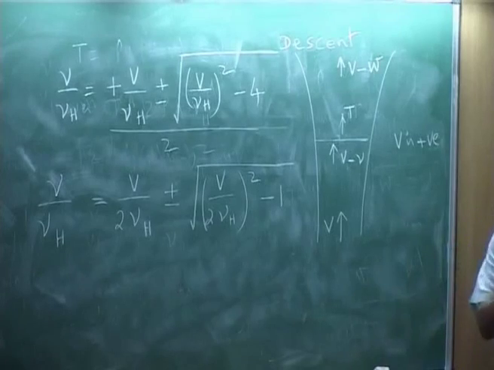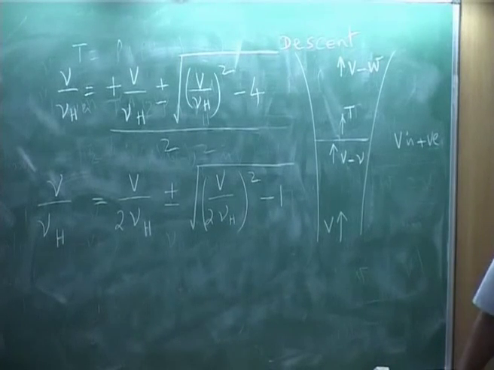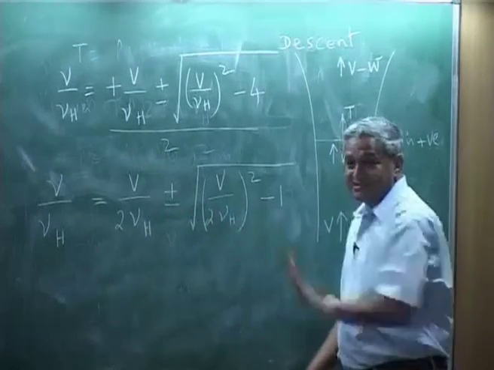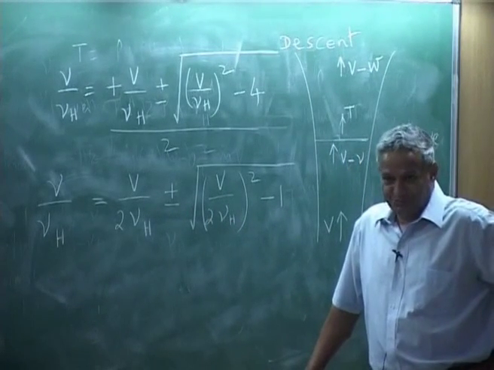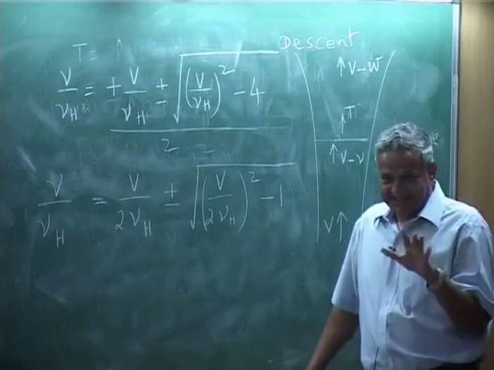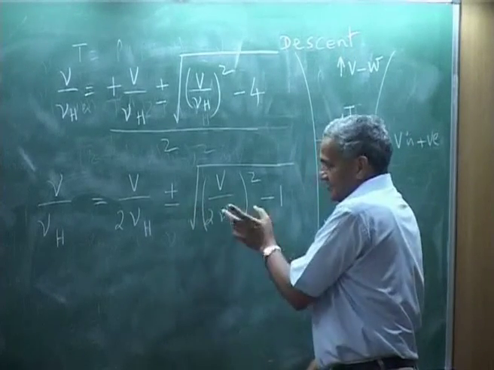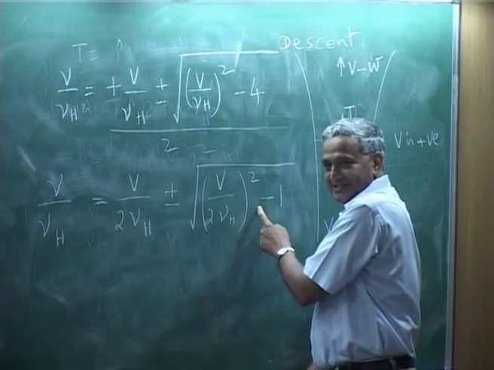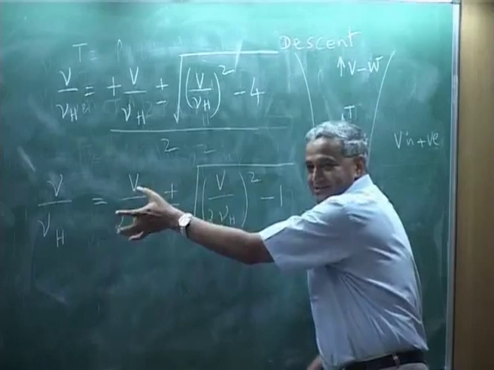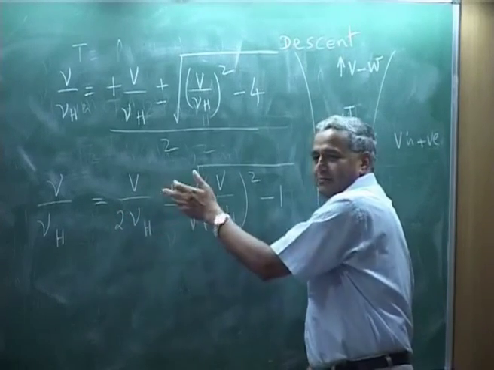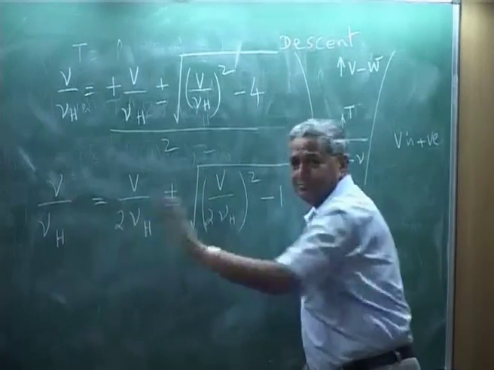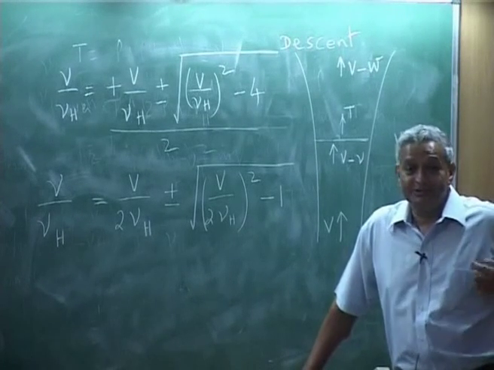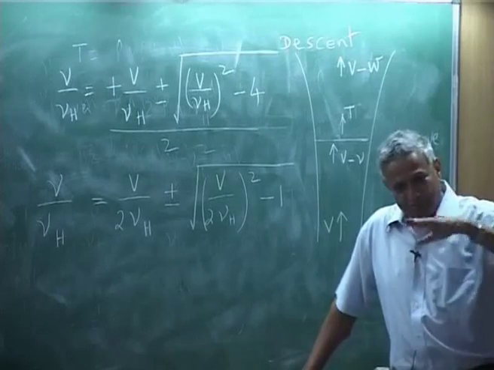here. Which root should I use? Because both will give you positive value. You follow? Is it clear? Because you are subtracting 1, so this quantity is less than this, and whether you add plus or minus sign, you are going to get ν over ν_h is positive. Now, what root should I use? That is the first question. You will have both the roots.